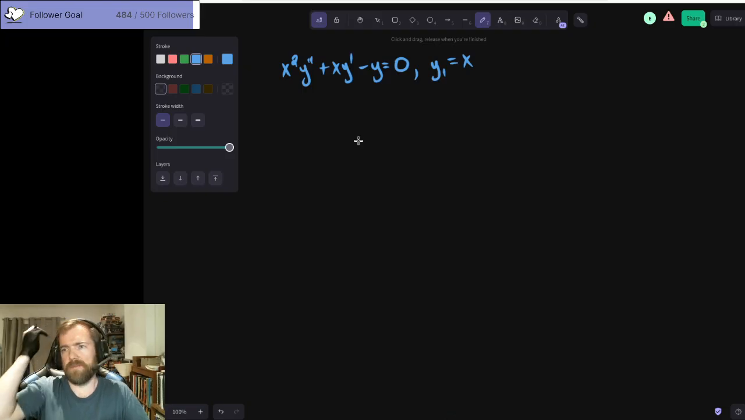And so the question that first arises when we're taking a look at this is how to get the second solution, how to get y2.